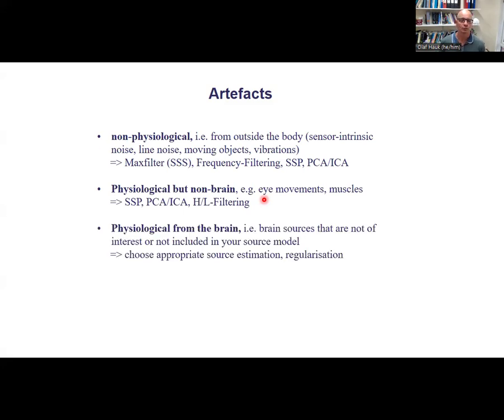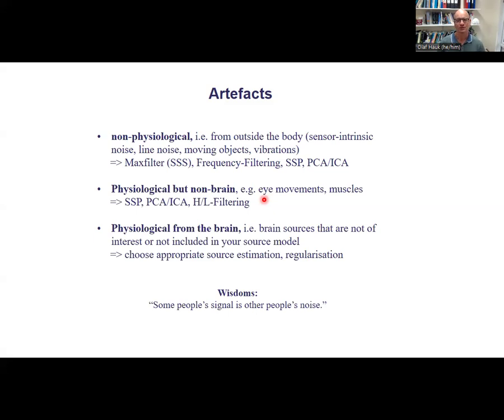And finally, and that's a bit more of a complicated issue, they can be physiological, and from the brain. So that means there can be brain sources that you're not interested in and that are not included, for example, in your source model, but they might still contribute to your signal. Examples would be if you use a dipole model to model activity in auditory cortex or visual cortex, maybe with just one or two dipolar sources. But there's still the alpha rhythm, there's still resting state activity that you can't fully suppress. So this would, in this case, count as noise. And then you have to make sure that you choose appropriate source estimation methods and regularization, so that it doesn't spoil your results.